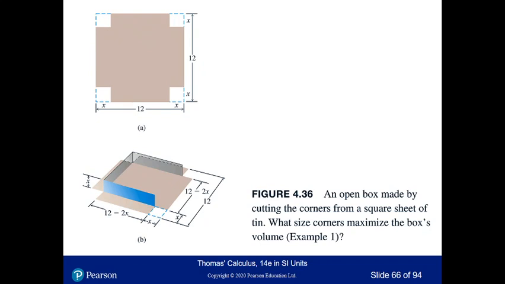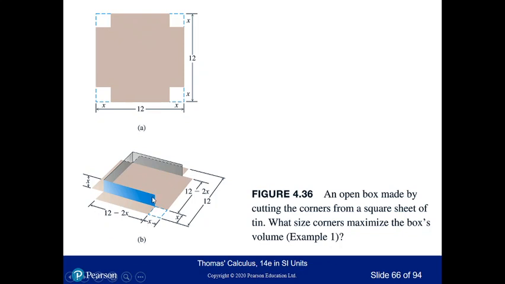And the question is, what size corners maximize the box's volume? We are interested in the volume. What's the volume? This side times the height. Width, length, and height is going to give you the volume. But before we do that, we have to express what this length is. So we are interested in this length. And since the squares were cut on the corners, we call them x's. So this length is going to be 12 minus 2x. Okay. So as you would see in the picture, 12 minus 2x.